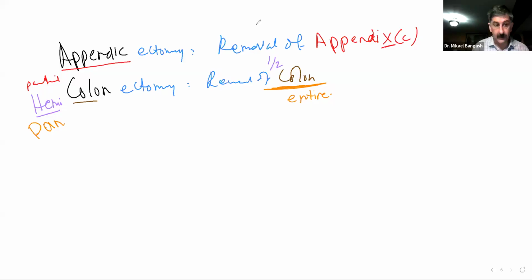There's something they call a pancolonectomy where the whole colon is removed. You still have your small intestine, you still have your stomach. Nothing has been done to those other organs or structures. We can say something else can be removed.